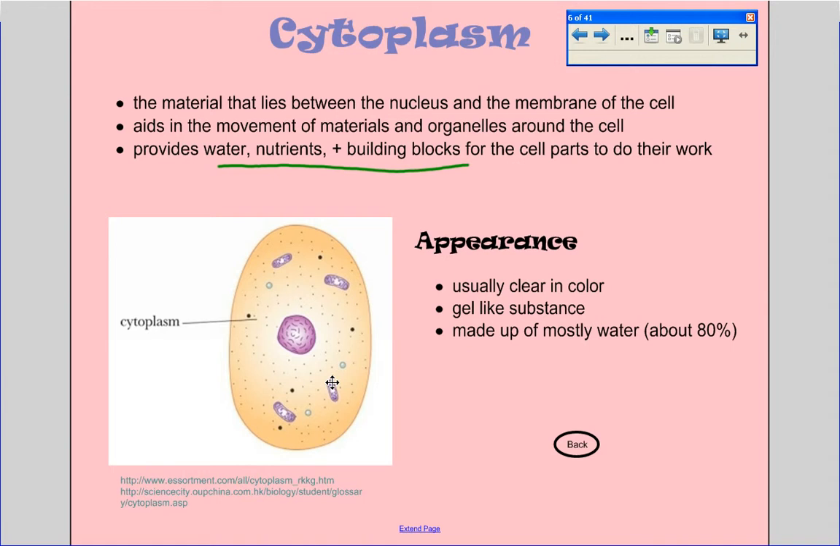It's, like I said, mostly water, about 80% water, so that makes it almost clear in appearance, and it's jelly-like. So other things are found kind of floating around in the cytoplasm. The organelles will be moving around in the cytoplasm.